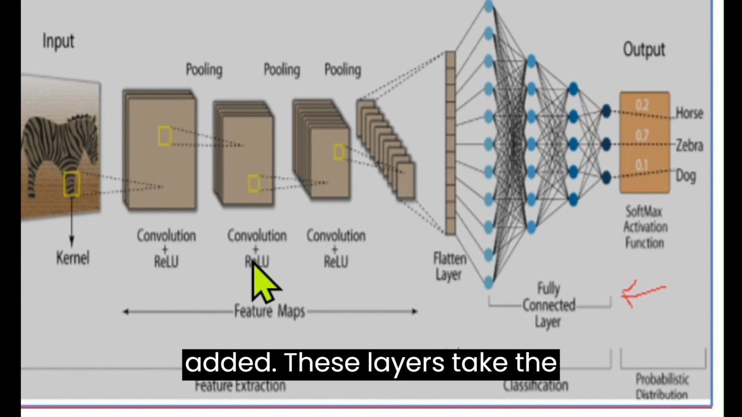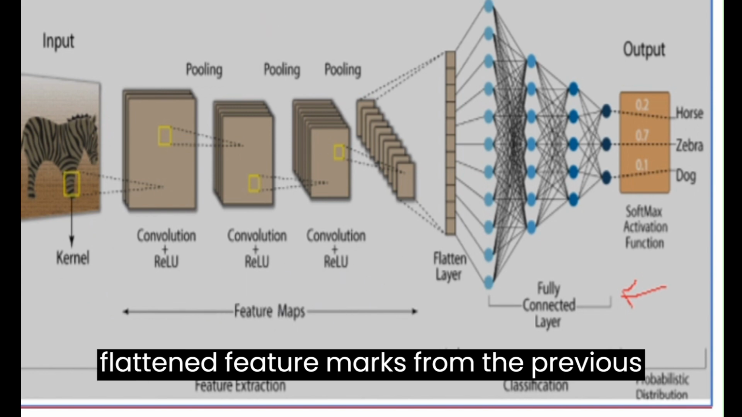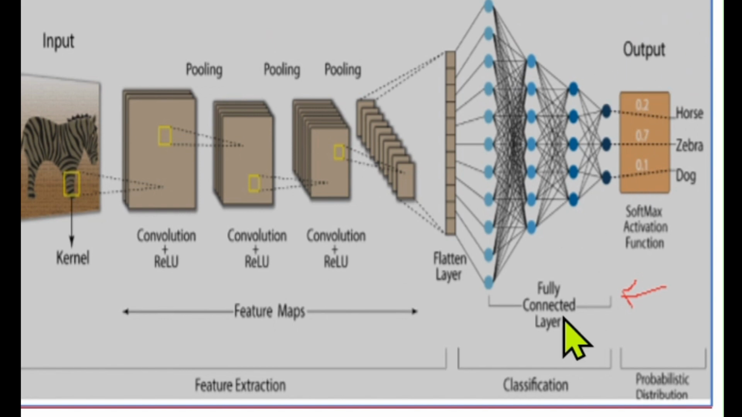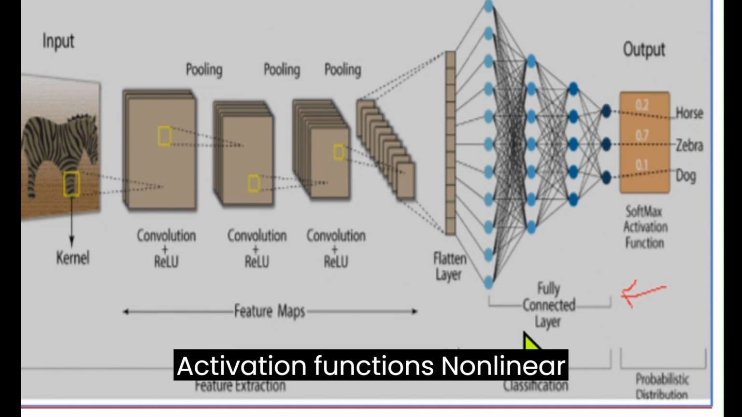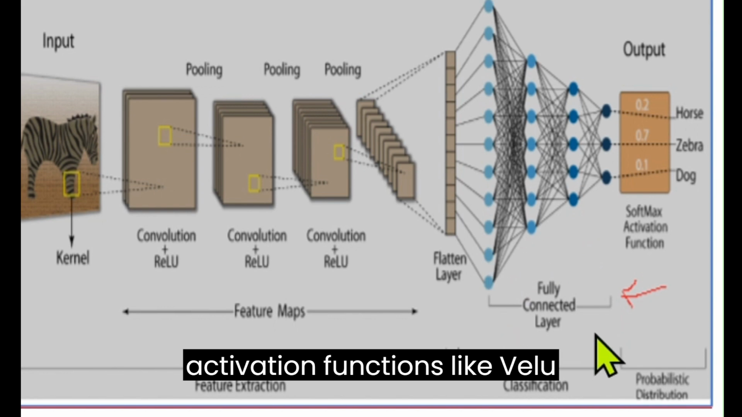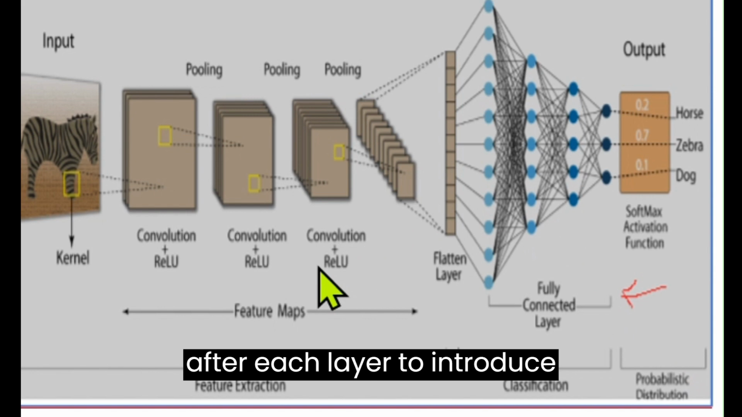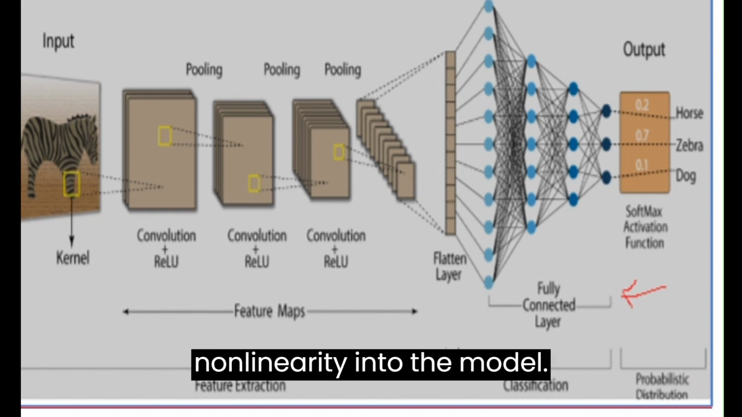These layers take the flattened feature maps from the previous layers and perform traditional neural network operations. Activation functions. Nonlinear activation functions like ReLU, rectified linear unit, are applied after each layer to introduce nonlinearity into the model.